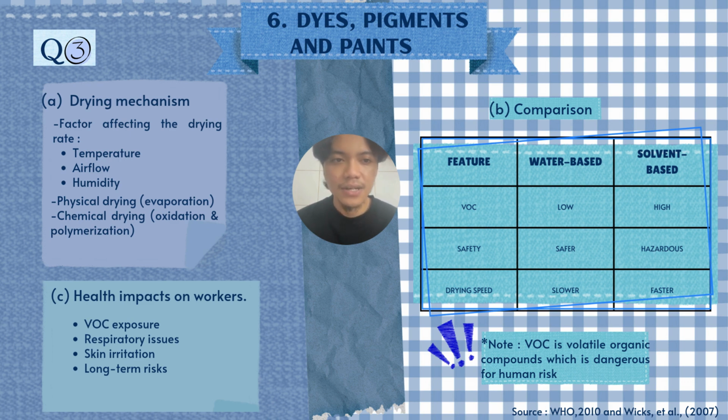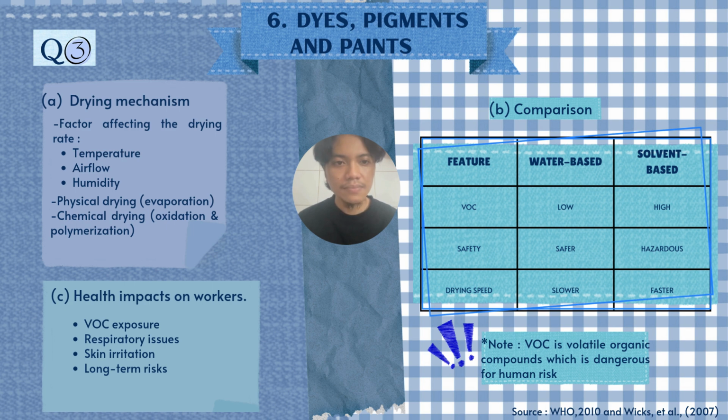First is physical drying, where the solvent or water evaporates into the air, leaving behind a solid film. Second is chemical drying, where reactions such as oxidation and polymerization occur, forming a strong and durable coating. For example, some coatings react with oxygen in the air to harden, while others harden through cross-linking between polymer chains. The drying rate depends on temperature, humidity, and airflow.